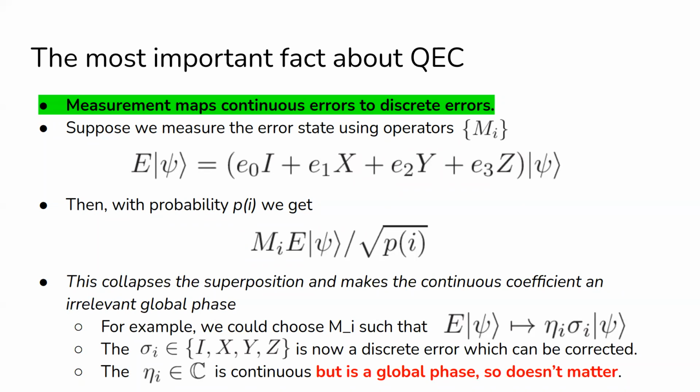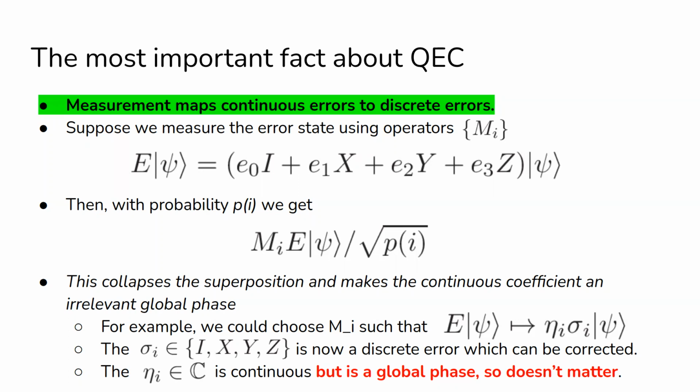To see this, we can choose these M_i, just to be nice to ourselves, such that the error state E psi becomes some eta_i sigma_i acting on psi. So sigma_i is now one of the Paulis: I, X, Y, or Z. And eta_i is this continuous coefficient, or related to it. So we now have sigma acting on psi, but it's one of the sigmas. It's one of four things. If you got identity, nothing went wrong. If you got Pauli X, then you had a bit flip, etc. So that's four things. That's a discrete set that you can now correct.